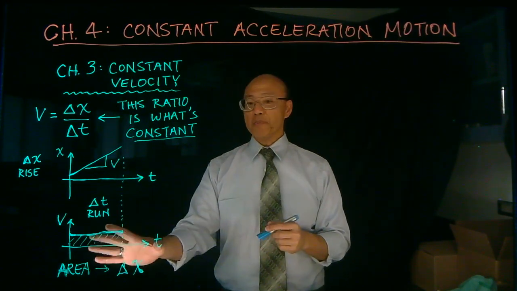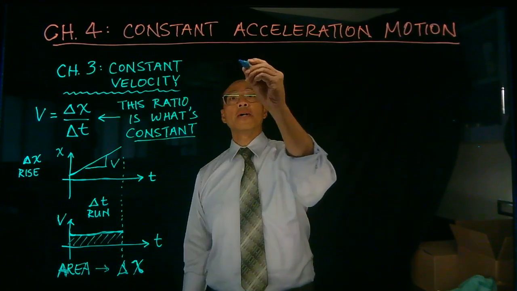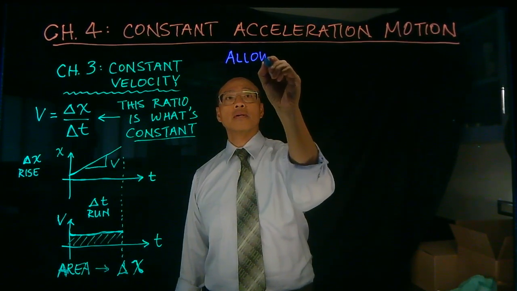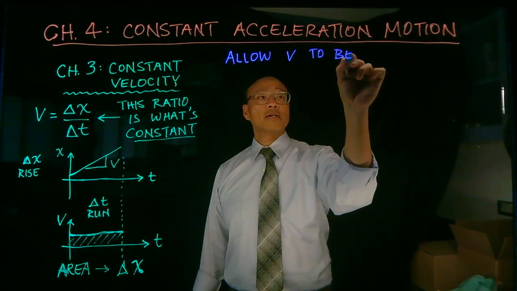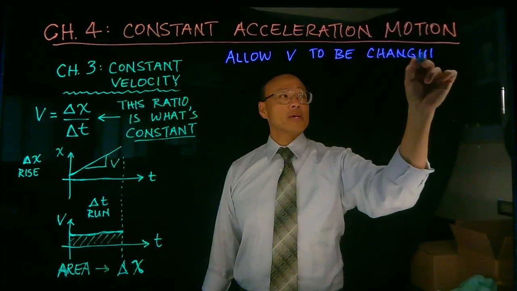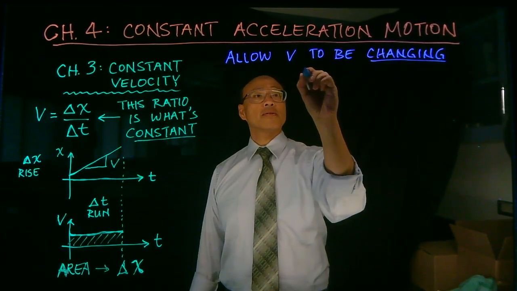So the simplest way to expand this model is to allow velocity to change. So we're going to allow v to be changing over some delta t.